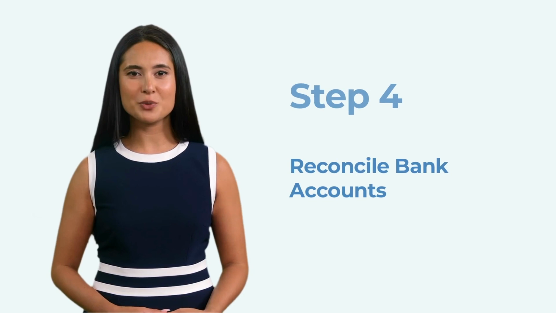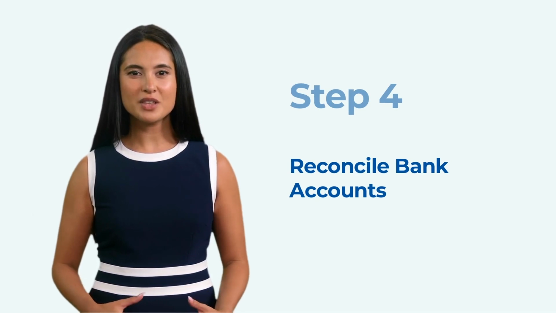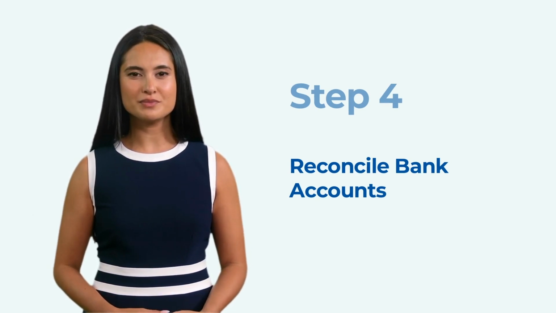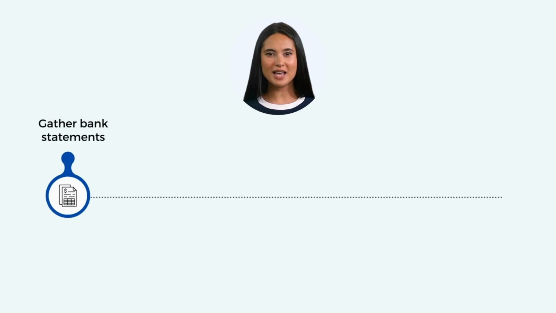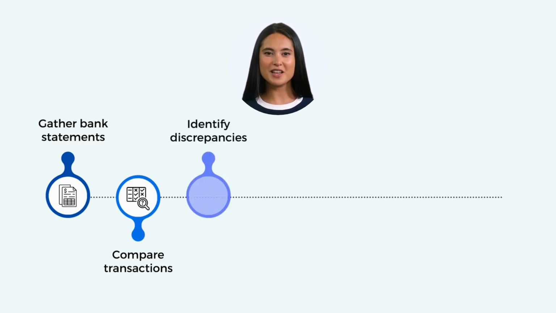When you reconcile a bank account, you are checking that the numbers in your bookkeeping system match the numbers on your bank statement. Here is what you should do. 1. Gather bank statements. Obtain the bank statement for the period you want to reconcile. 2. Compare transactions. Compare the transactions recorded in your e-commerce system with those on your bank account statement. 3. Identify discrepancies. If there are differences between two records, look into why.